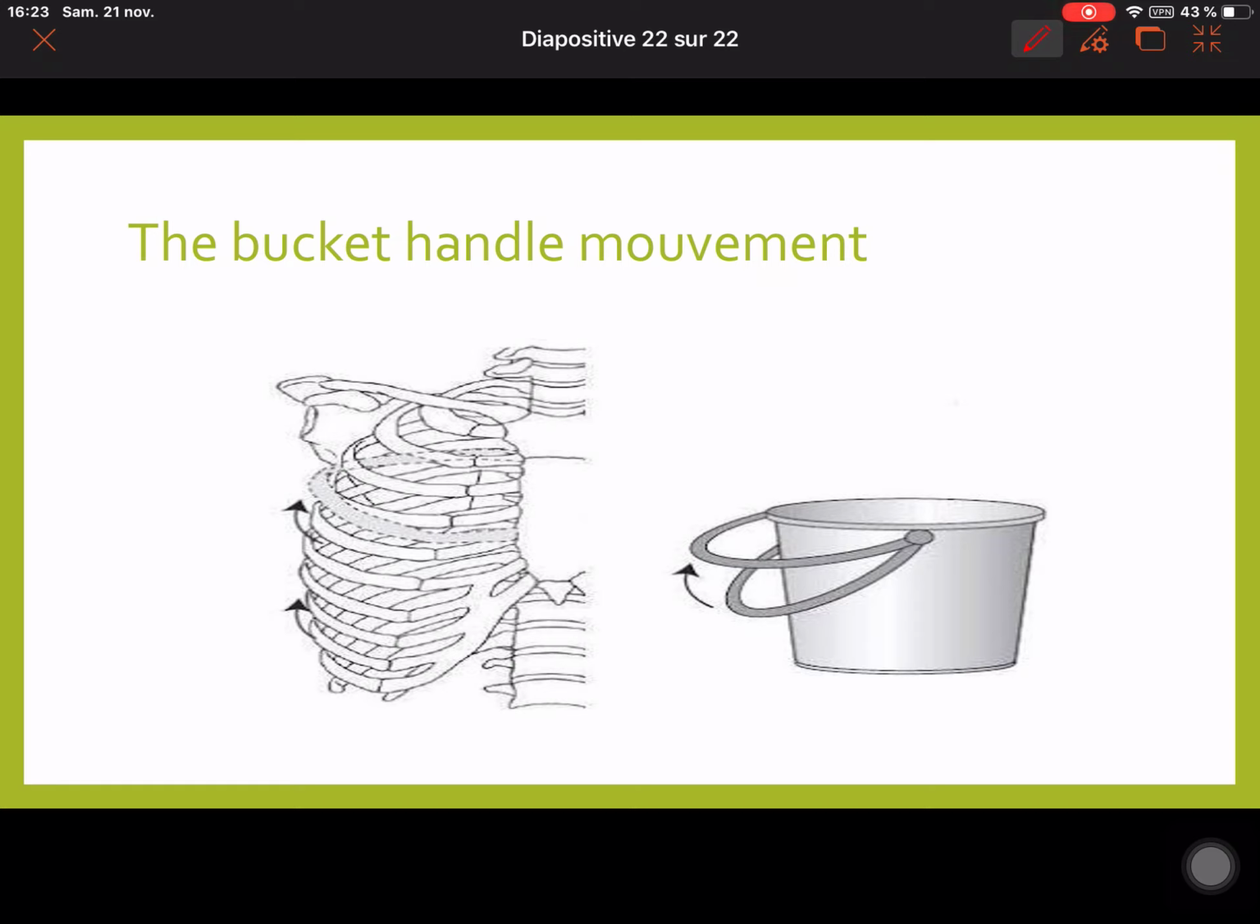And lastly, let's discuss a little bit the pail handle movement. This is a pail. Pail means in Arabic dalu. Okay, this is the handle of the pail. When we raise this pail, this movement is the same movement executed by the thoracic cage or the ribs. Okay, the same movement of the pail handle is executed by the thoracic cage during the process of respiration.